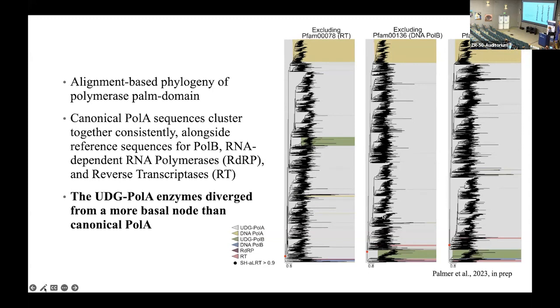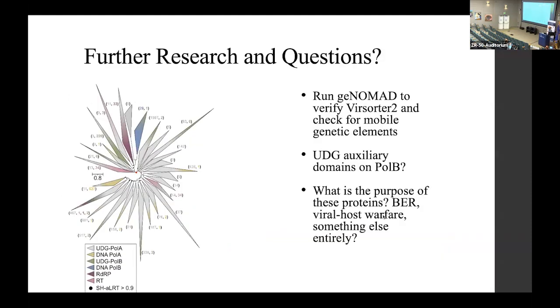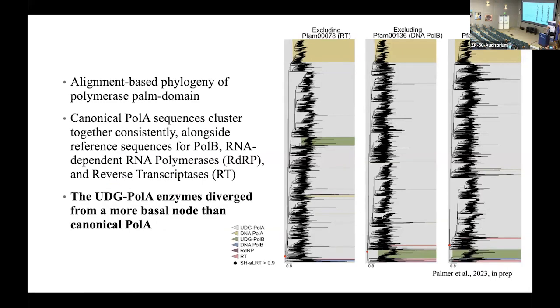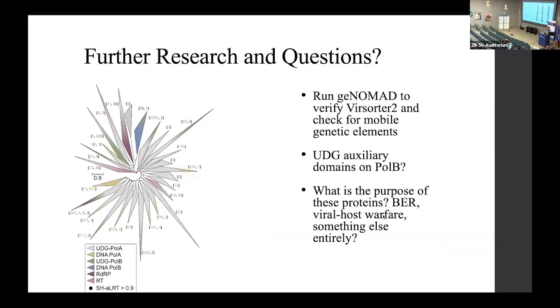So the only conclusion we can really draw from this is that UDG pol A enzymes are derived from a much more basal node than the canonical pol A's, which is really weird for us to think about. But based on this tree, it makes sense that there would be a loss of this domain in the canonical pol A sequences, rather than many fusion events that gained the domain. What we plan on doing from here is running GE-Nomad 2 to search for other mobile genetic elements and to verify that the VersortOr2 results are accurate.